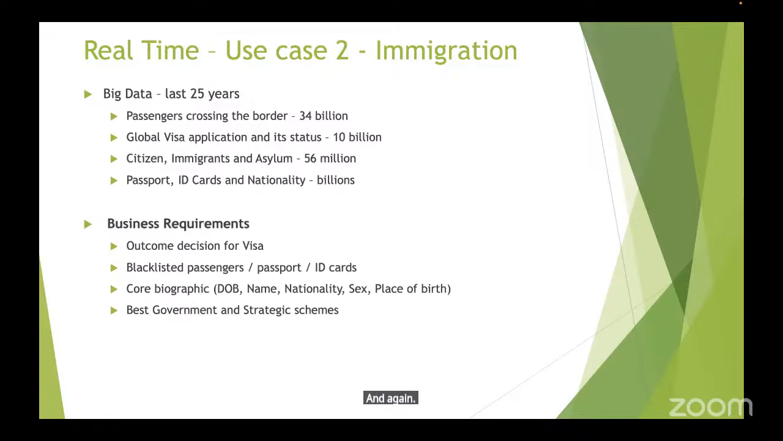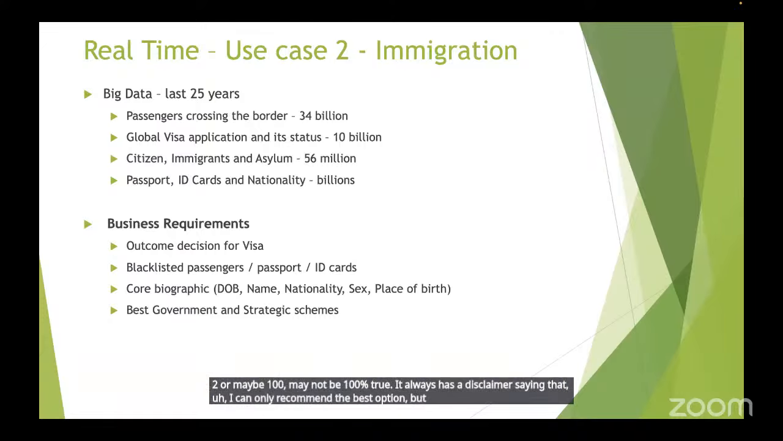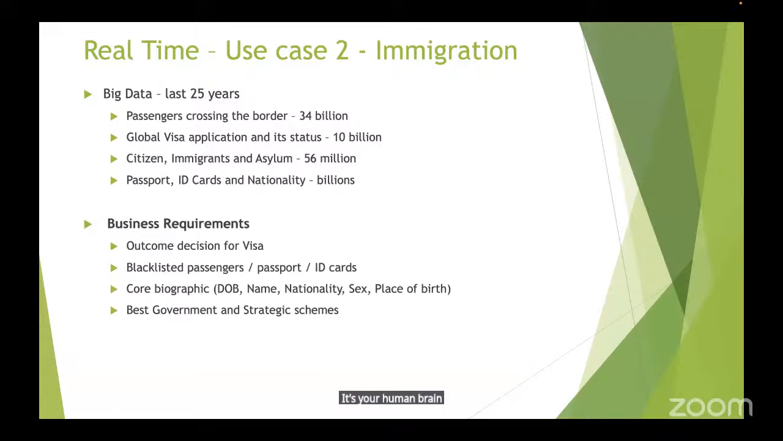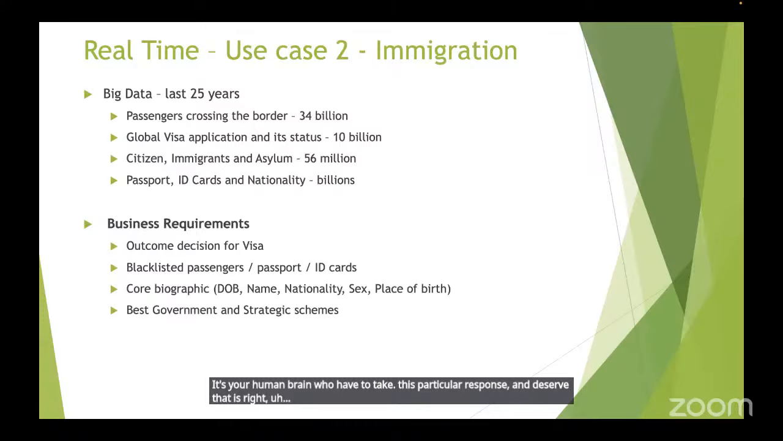And again, data science also has its own limitations. For example, the predictive analysis or the prescriptive analysis may be true or may not be 100% true. It always has a disclaimer saying that I can only recommend the best option, but it's not necessarily the right one. It's your human brain that has to take this particular response and decide whether it is right or not. So that's the main thing.